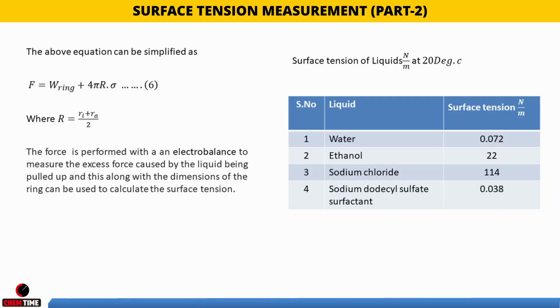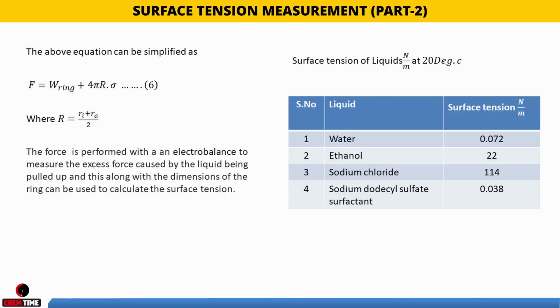Now, the force is determined using an electrobalance, and knowing the force and the dimensions of the ring, we can determine the surface tension. The surface tension of some liquids at 20 degrees centigrade are: for water, it is 0.072 newtons per meter. For ethanol, it is 22 newtons per meter. For sodium chloride, it is 114 newtons per meter. For sodium dodecyl sulfate surfactant, the surface tension is 0.038 newtons per meter.